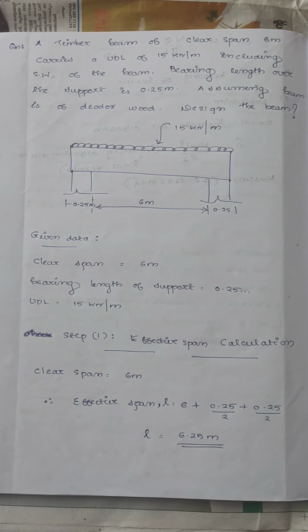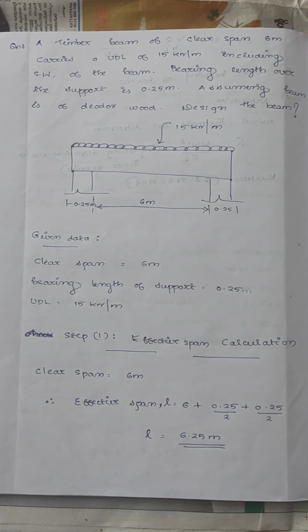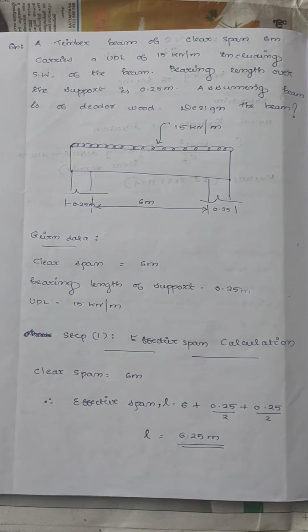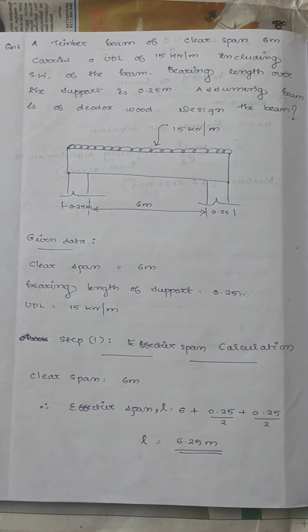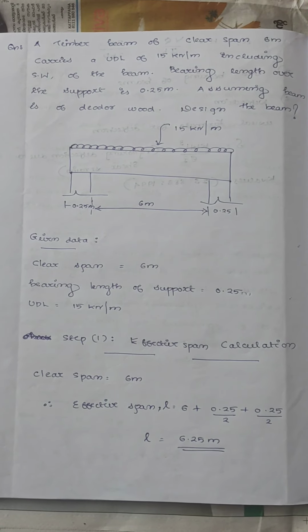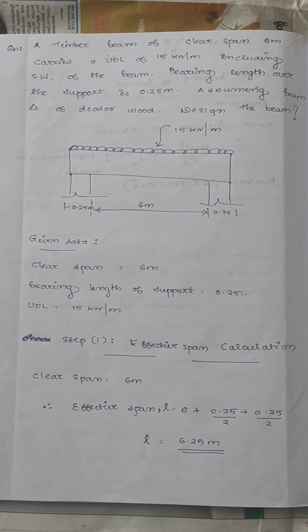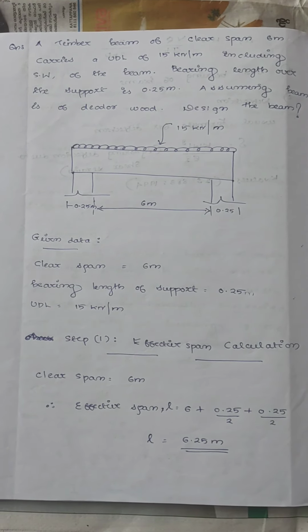That is effective span L is equal to 6 plus 0.25 by 2 plus 0.25 by 2, that is equal to 6.25 meter. So for the design purpose, we will calculate the effective span for the calculations. We will not take clear span for the calculations.